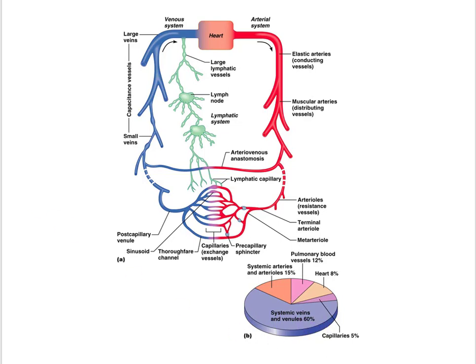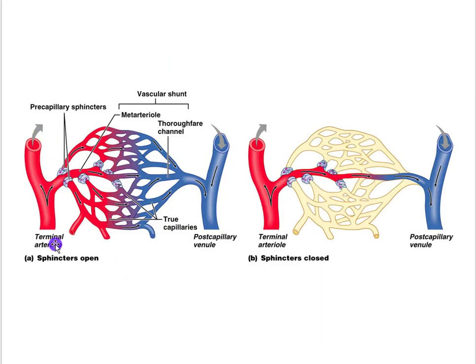Now, what I want to do is backtrack just a little bit and talk about this thing called metarterioles. So let's look at this. What we have here is an arteriole, and it says terminal arteriole here, meaning there's different types of arterioles, which we don't care about. We're just going to say arterioles. This pipe right in between, right over here, is called a metarteriole, and then everything else here, all these little vessels, are the capillaries. So what is the metarteriole?